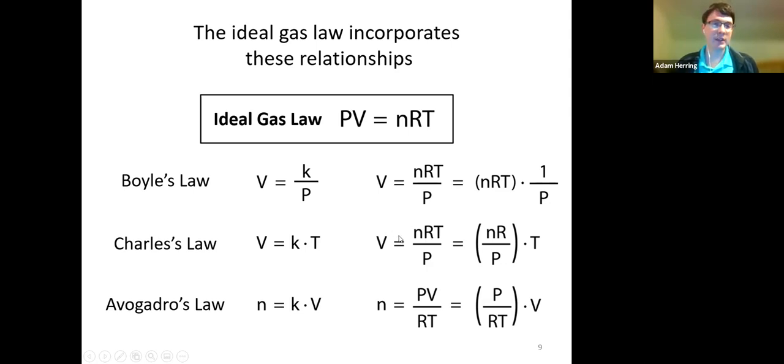And so what we see here is that there is a relationship that exists between each of these variables and that we can combine them all together to get the ideal gas law. Because of this, we don't need to memorize Boyle's law or Charles' law, or Avogadro's law, or Gay-Lussac's law individually, but rather we need to just know the relationship as we see here.